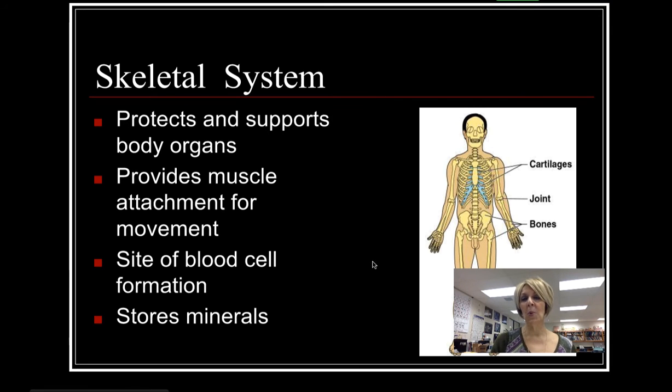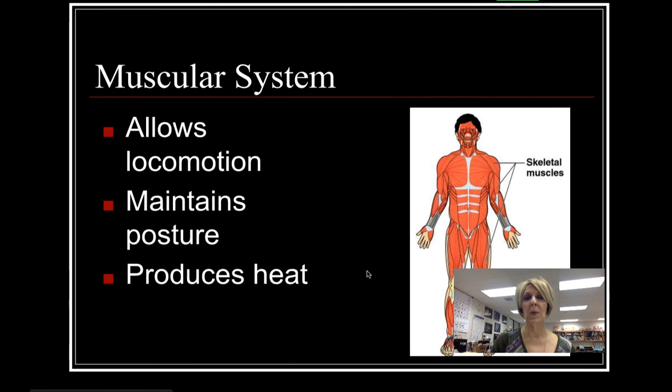The skeletal system is our system of bones and joints. It protects and supports the body organs. It provides attachment for the muscles, which go on top. It is the site of blood cell formation in the bone marrow, and this is a place where we store minerals. Specifically, calcium and phosphorus are stored in our bones.